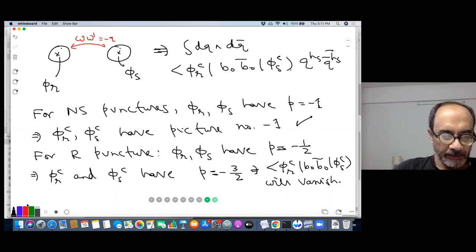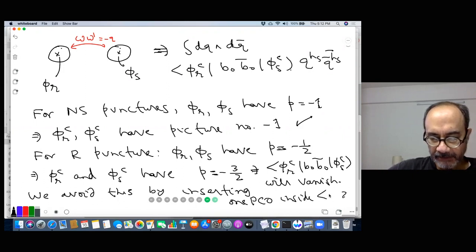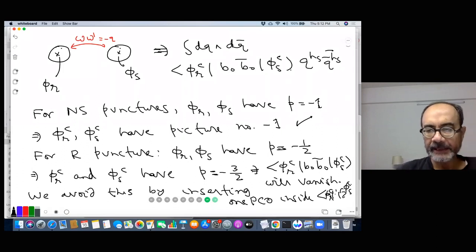So to avoid this, we insert one picture changing operator, one PCO, inside this matrix element. In what form we insert it, I'm going to describe in the next slide. But is this procedure clear? Because then minus three halves plus one will add up to minus two, which is the correct number.